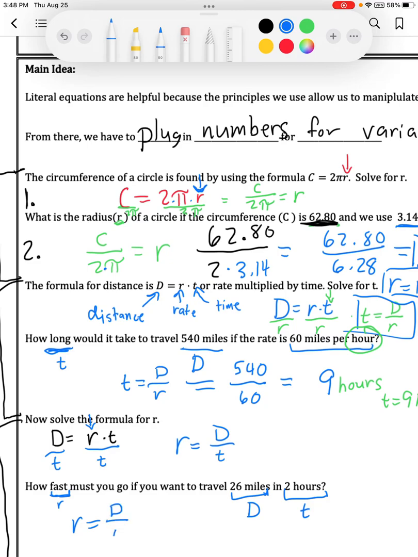So in this case, that's going to be d over t, which is the same thing as for d, we're going to go ahead and put in 26. And for our time, we're going to go ahead and put in 2. So that's going to be 13. And now, once again, we have to put a unit. We have miles and we have hours, so that's going to be miles per hour.